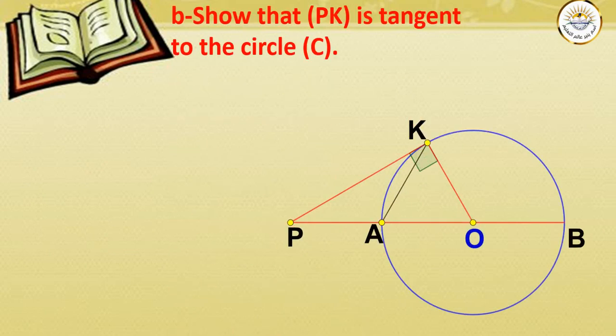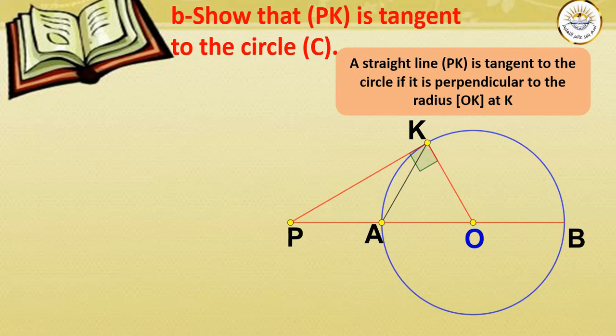Now B, show that PK is tangent to the circle C. We have to prove that PK is tangent to the circle C. What does it mean tangent? That means that it passes through the circle with only one point and is perpendicular to the radius of this circle.